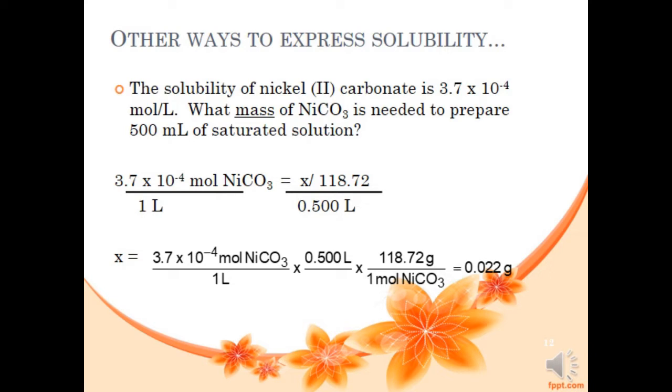So you can cross out mole and mole. Now the final answer should only have gram, which is mass. You are given the volume here, 500 ml, so multiply with volume, so you can cross out liter, and you will end up getting only mass, which is 0.022 gram.